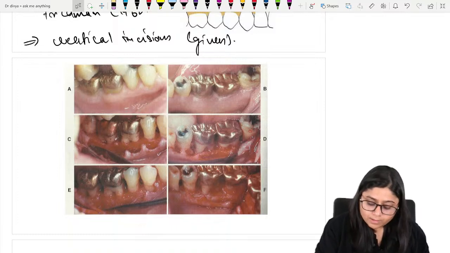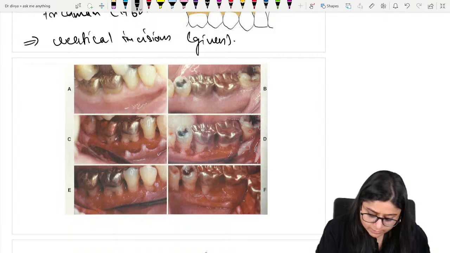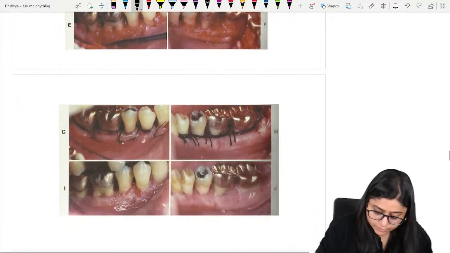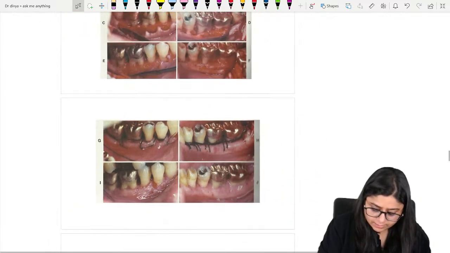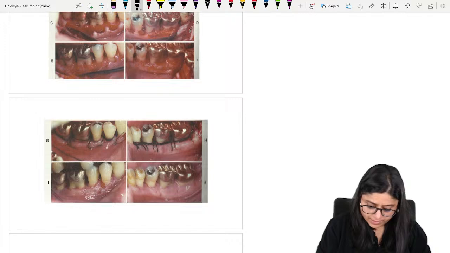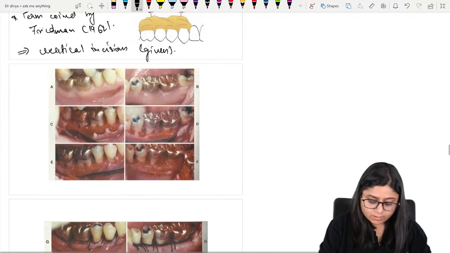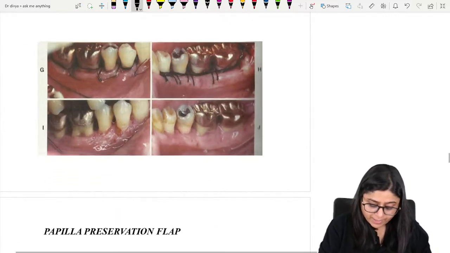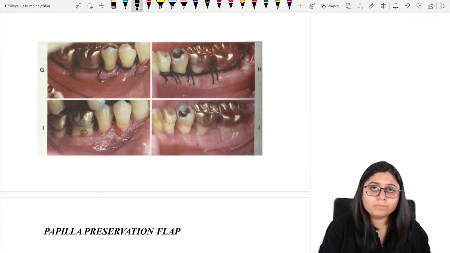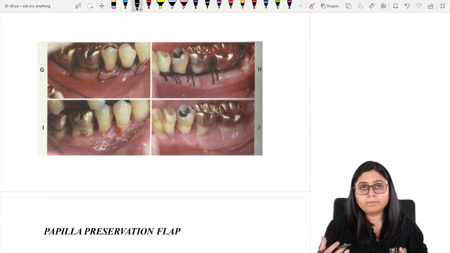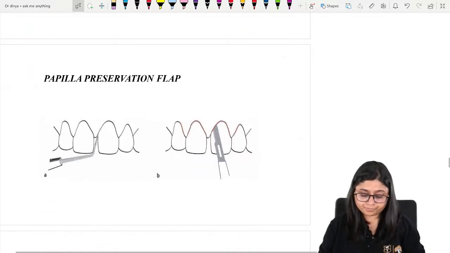So here you can see in this picture that crevicular incision was given and vertical incision was given, and this whole complex of gingiva was shifted apically and it was sutured. So you can see the difference here. The gingiva has shifted apically. Why did we need to shift this gingiva apically? Because this area can become self-cleansing and the patient will be able to maintain oral hygiene.